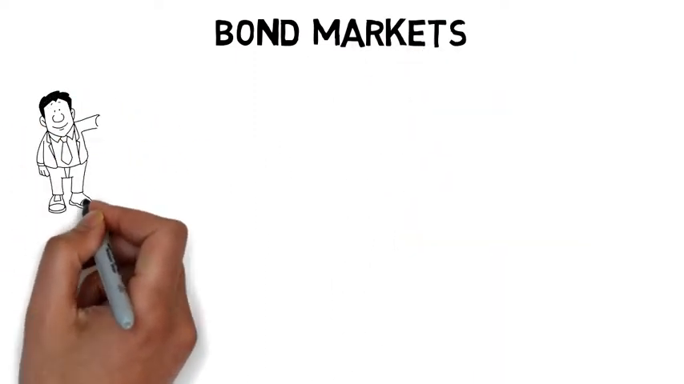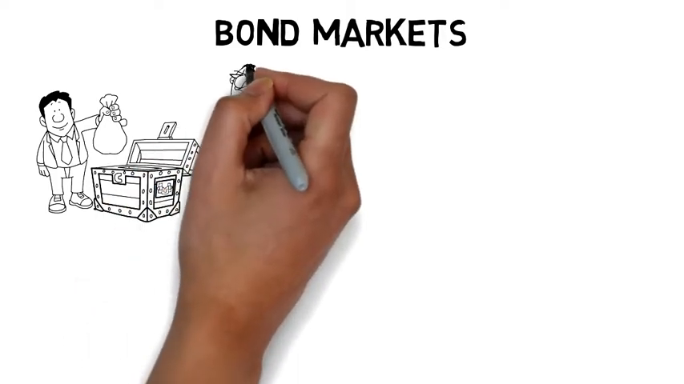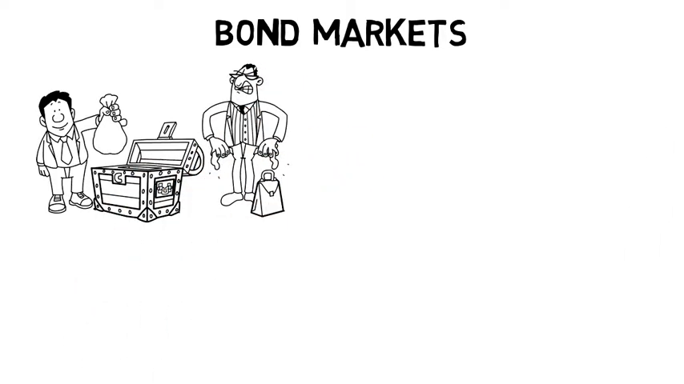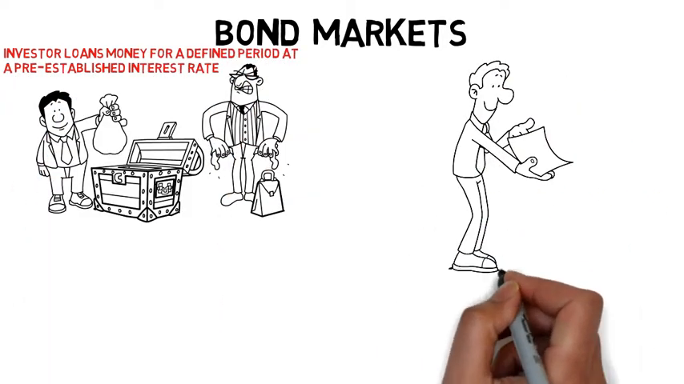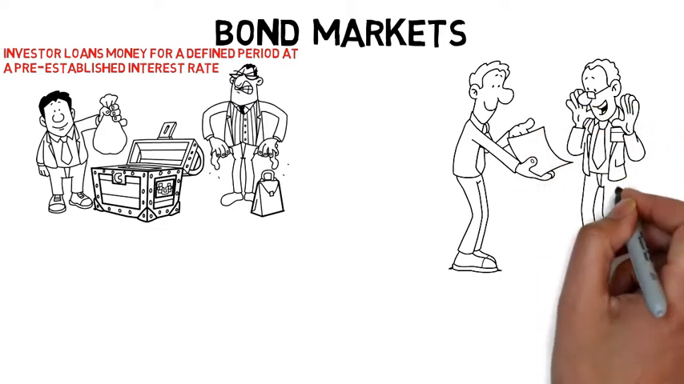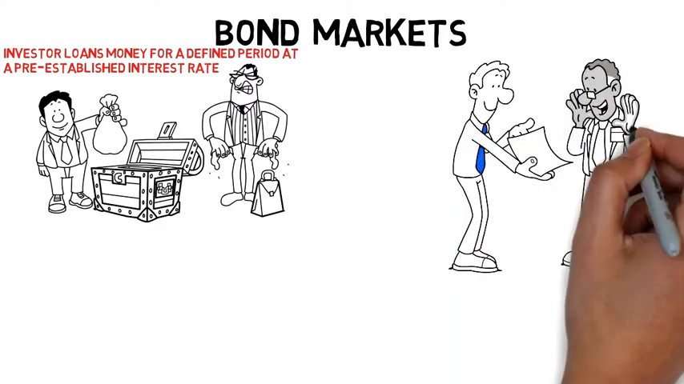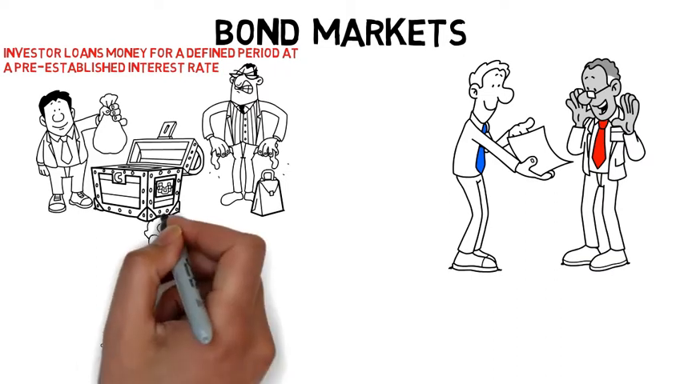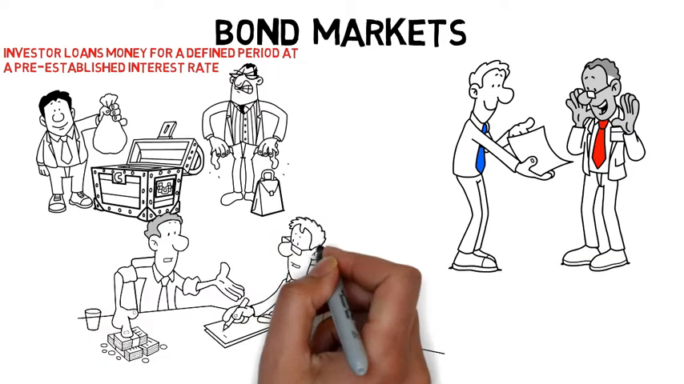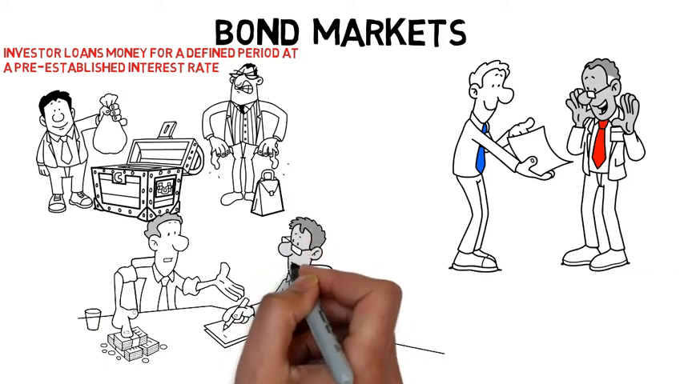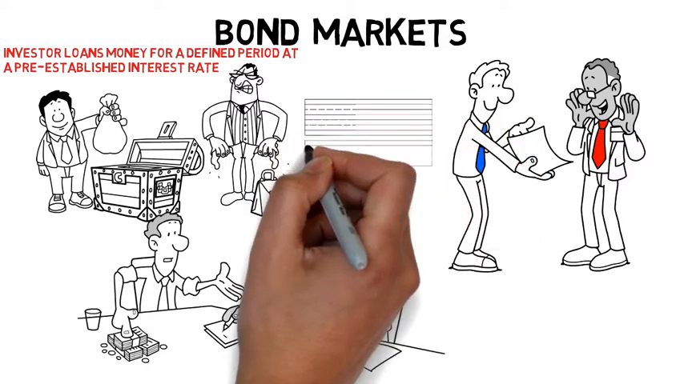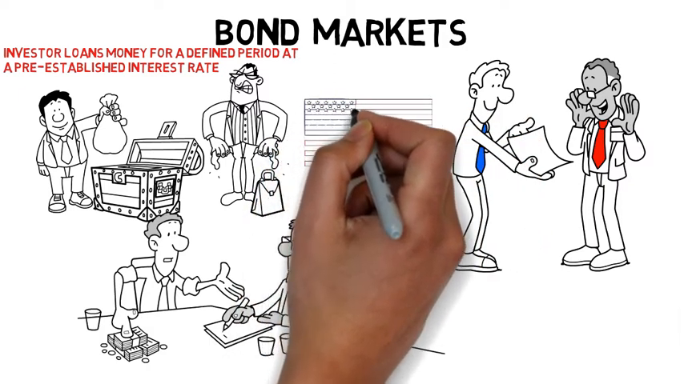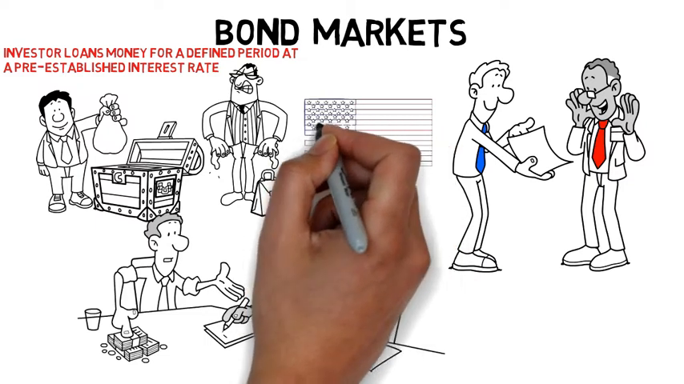Bond markets. A bond is a security in which an investor loans money for a defined period at a pre-established interest rate. You may think of a bond as an agreement between the lender and borrower that contains the details of the loan and its payments. Bonds are issued by corporations as well as by municipalities, states, and sovereign governments to finance projects and operations. The bond markets sell securities such as notes and bills issued by the United States Treasury, for example. The bond market is also called the debt, credit, or fixed income market.